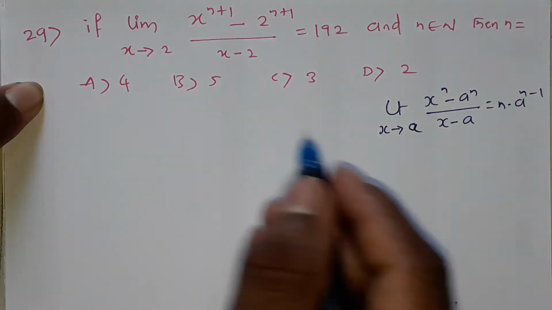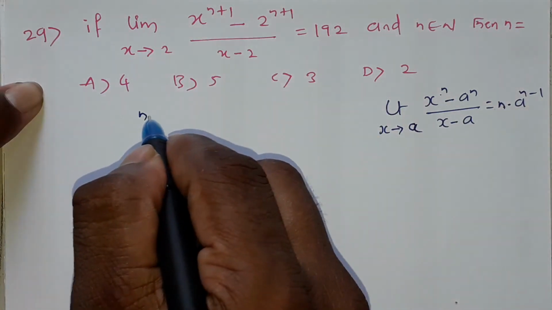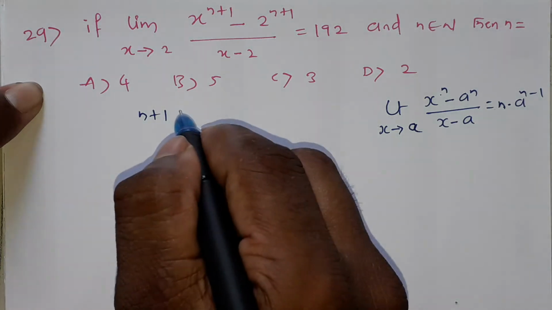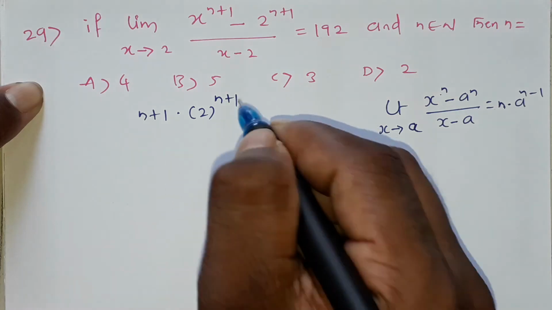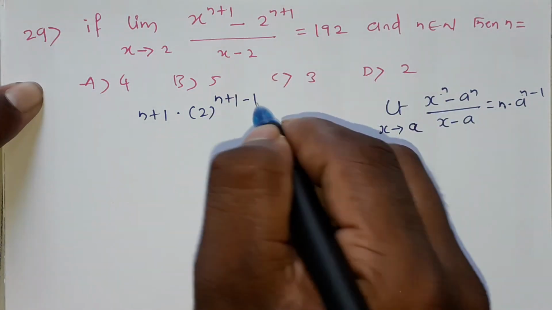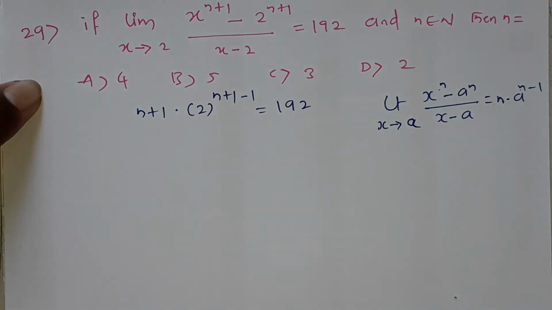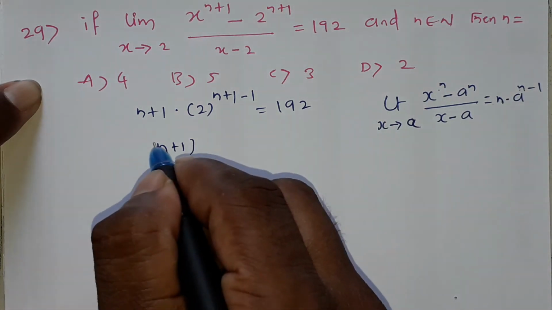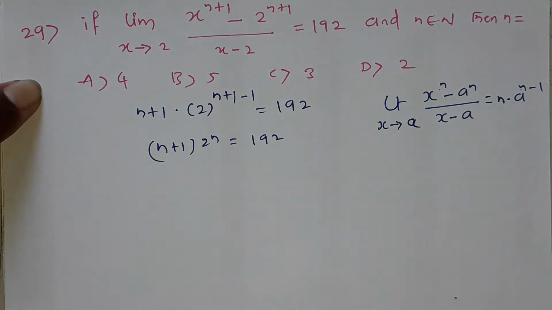Here, applying it, in place of n there is n plus 1, so n plus 1 into a value, which is 2 power n plus 1, and in place of n we write n plus 1 minus 1, equal to how much? 192. So n plus 1 into 2 power n is equal to 192.